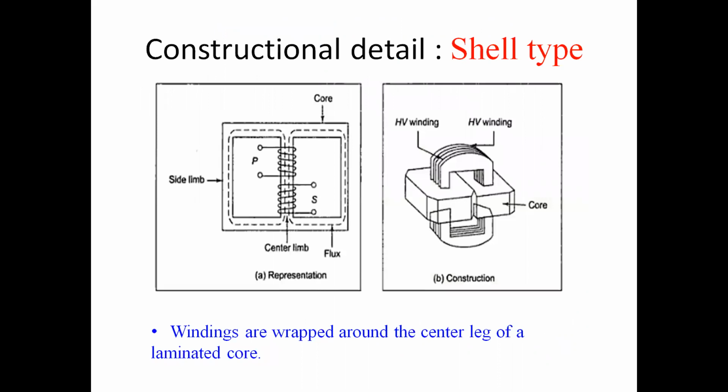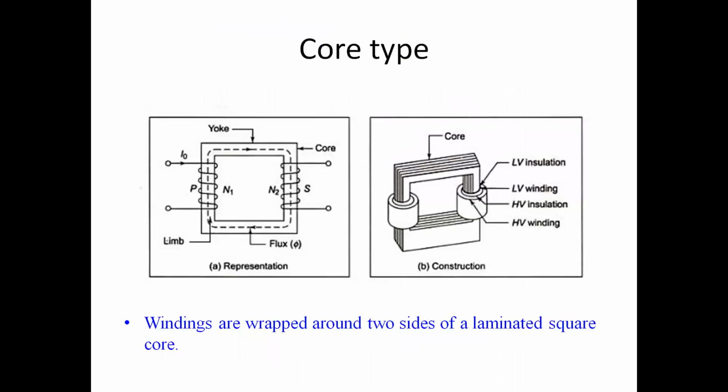Now, construction-wise, there are mainly two types of core we use: core type and shell type. What is the major difference? See, in core type, we use a laminated core. It is a stack of a number of laminations, meaning thin plates of iron. Then we put the LV winding first. Over this LV we put the HV number of turns.